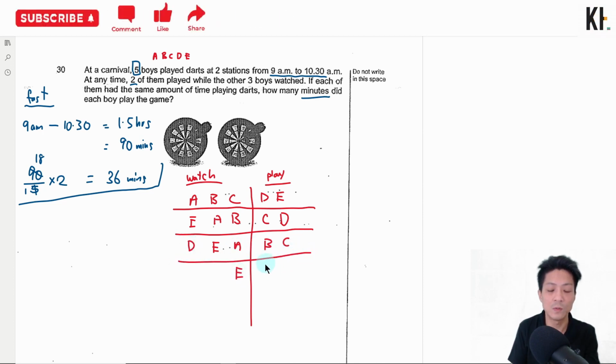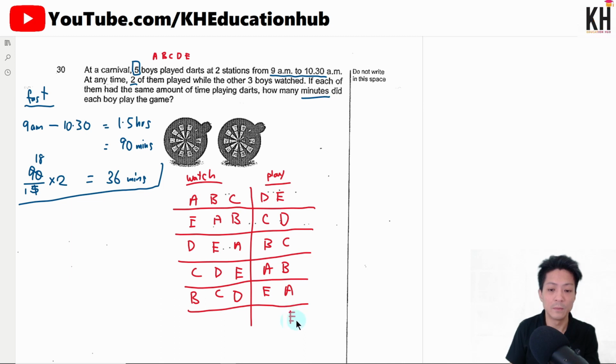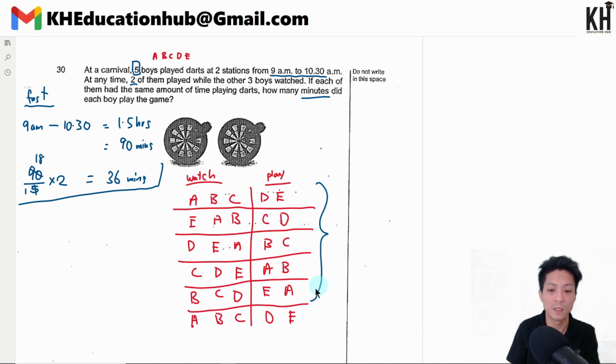And you just continue: E, A, B, C, D. Who is next? E, A, B, C, D. The last one is not counted, right? I just want to show you that it comes back. So the total time will be here to here. There are 1, 2, 3, 4, 5 slots.